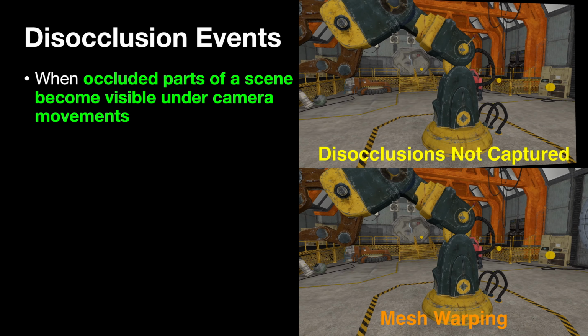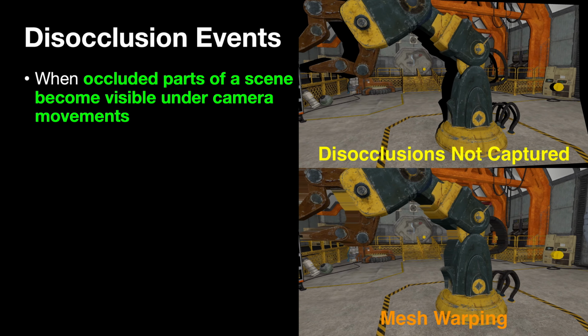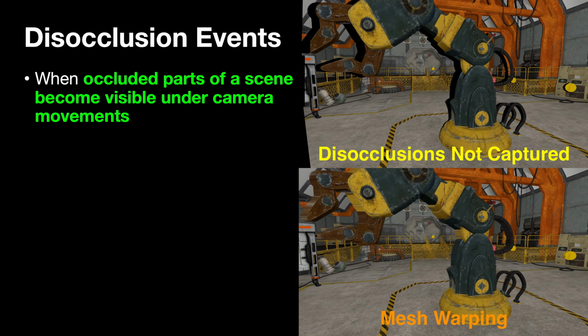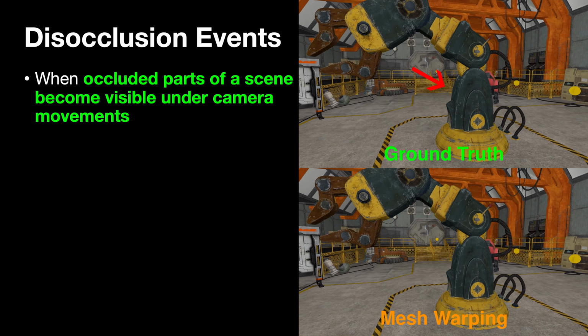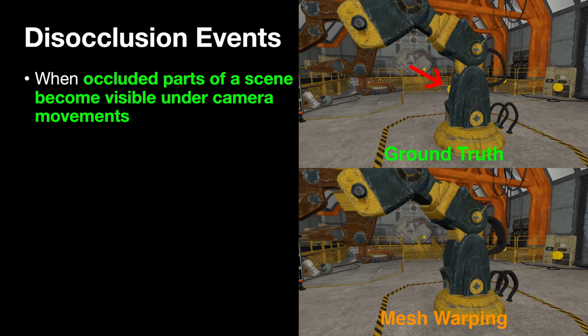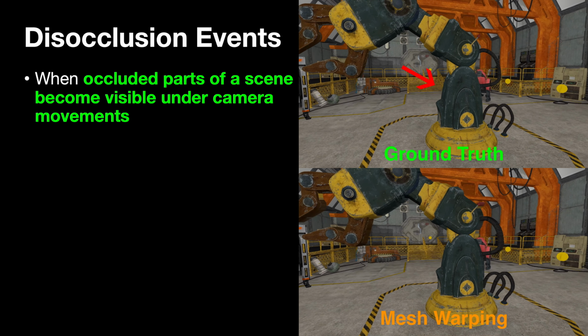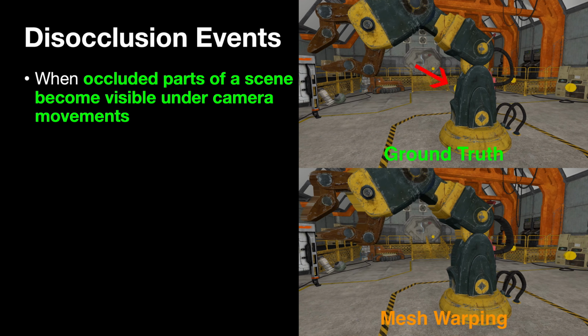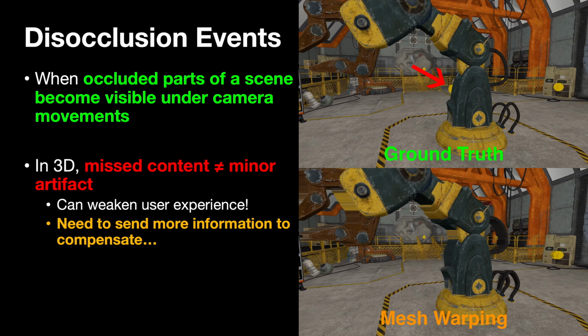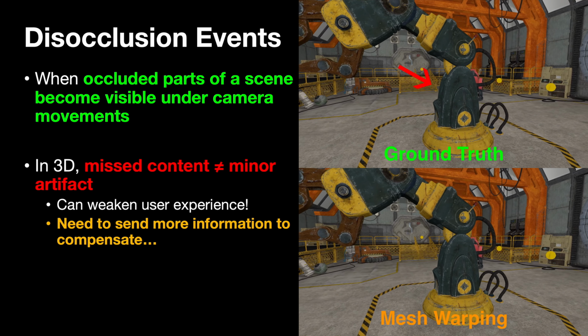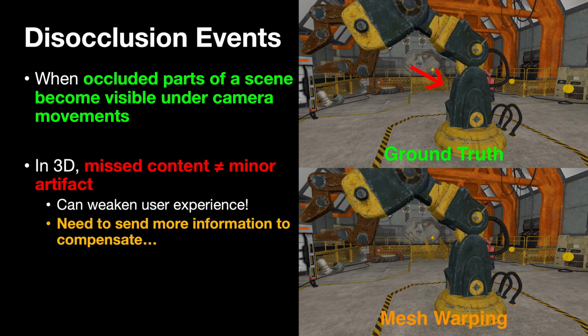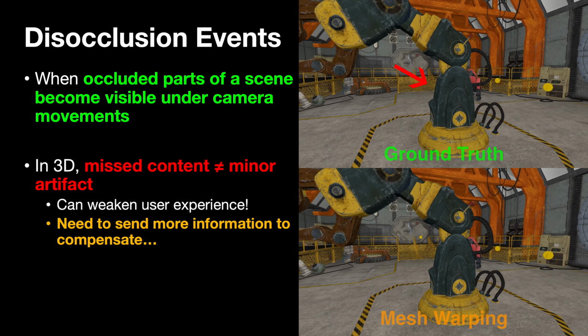motion or viewpoint shifts. The black regions in the top video represent unhandled disocclusion events, which are essentially holes in the reconstructed geometry. While some techniques attempt to fill these holes, they cannot recover the actual scene content. For example, a gold coin hidden behind a robot arm, highlighted by a red arrow, remains hidden in the warped image, showing the importance of capturing disocclusions, especially in interactive scenarios like VR gaming or training, where missing visual cues can affect gameplay or performance.